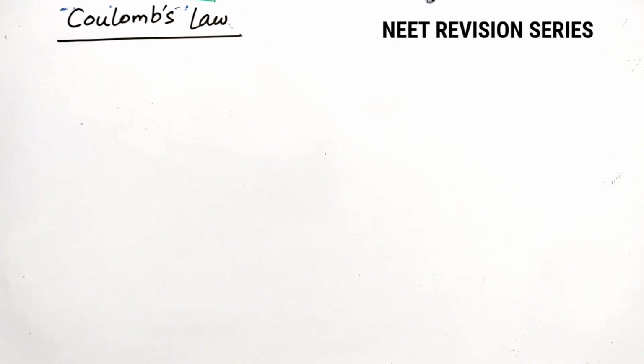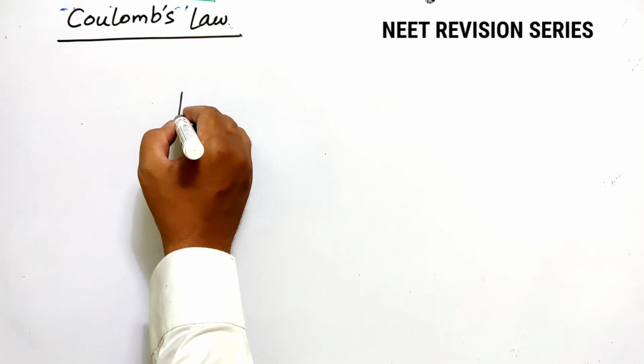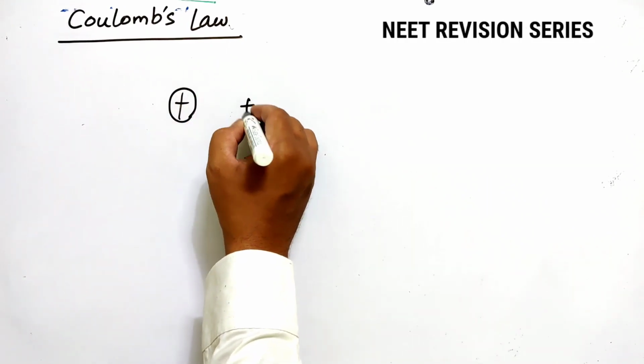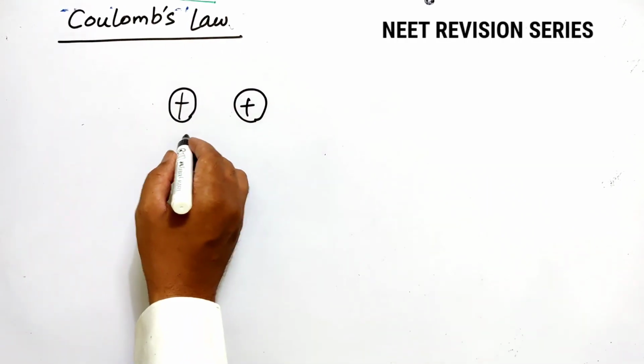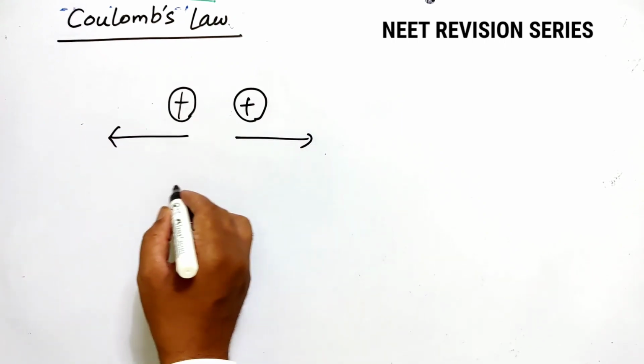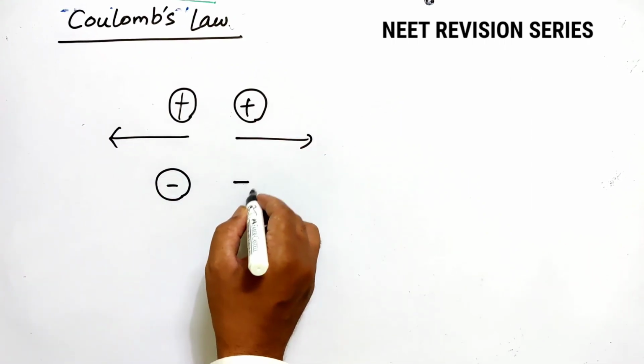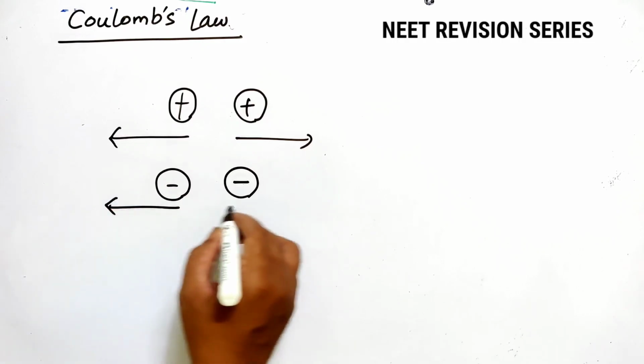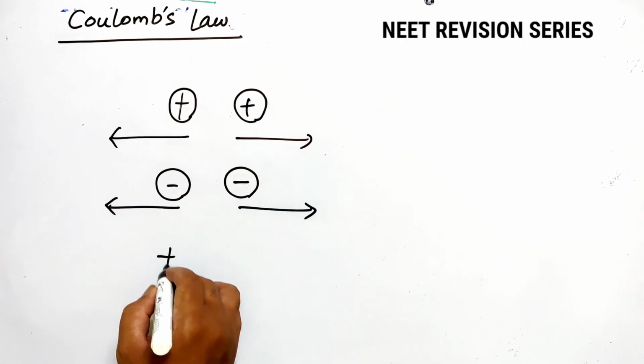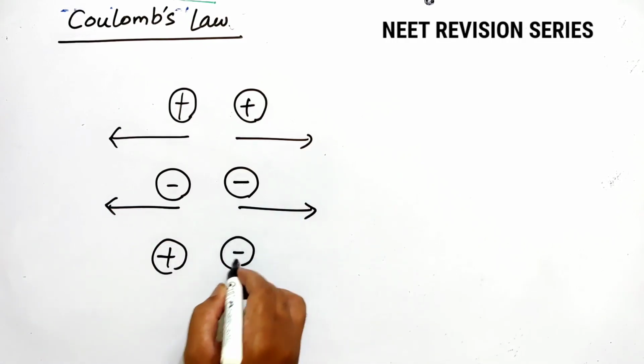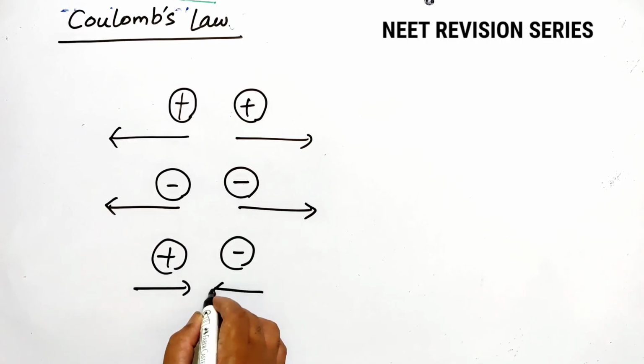Okay, so as we have discussed, there are two types of charges. Basically, there is a fundamental law of electrostatics, which states that like charges, positive and positive, repel each other. Similarly, negative and negative also repel each other, but when two unlike charges are present, they will attract each other.